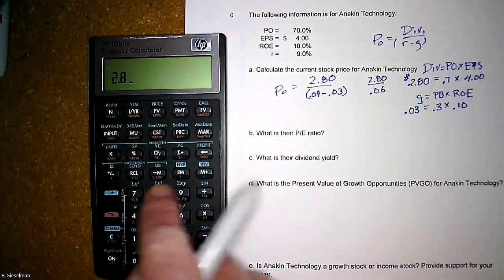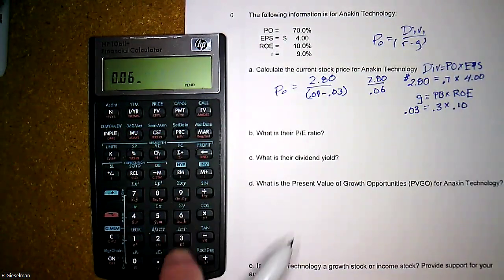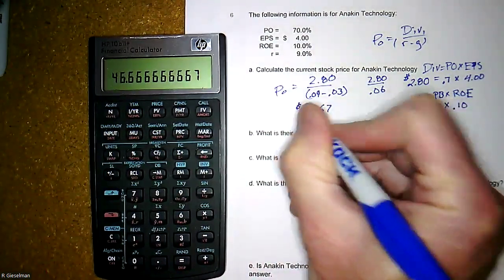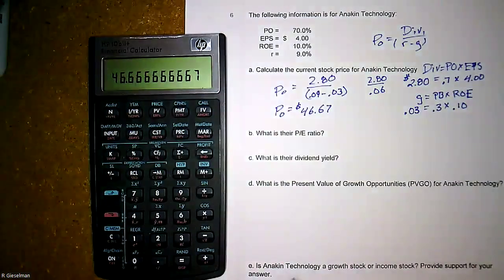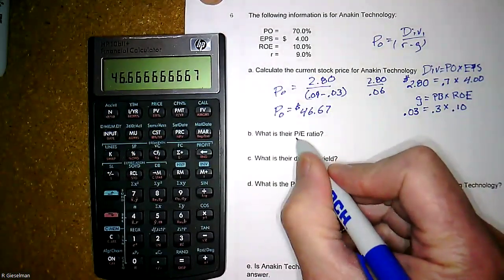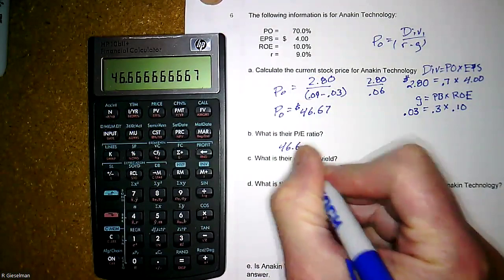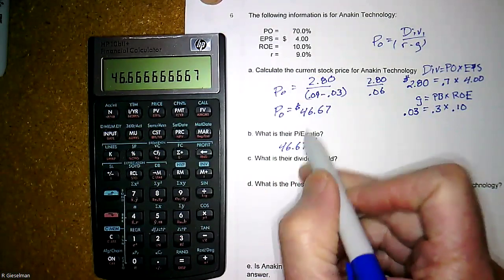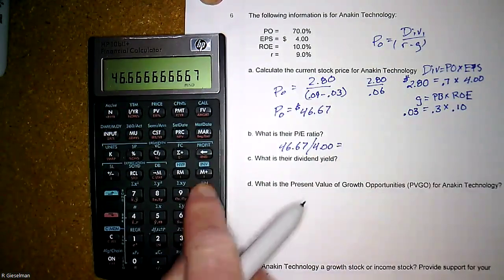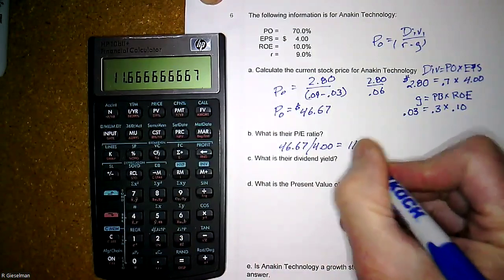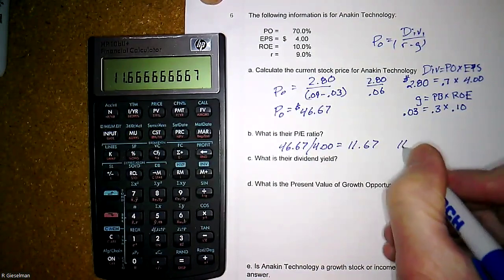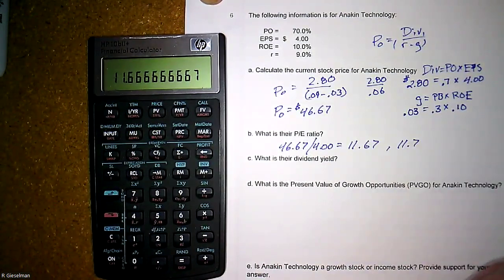So I have $2.80 divided by 0.06 equals a $46.67 stock price. What is the PE ratio? I'm going to take my stock price from here, 46.67, divide that by the earnings per share of $4, and my PE ratio is 11.666. So 11.67 or 11.7 is fine.